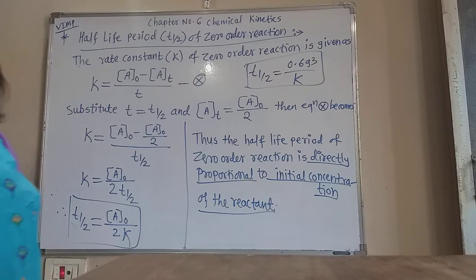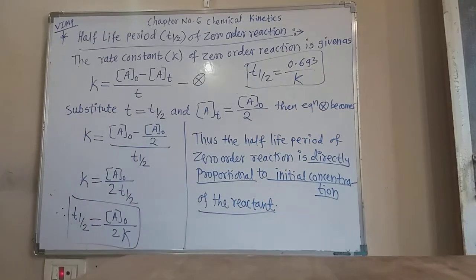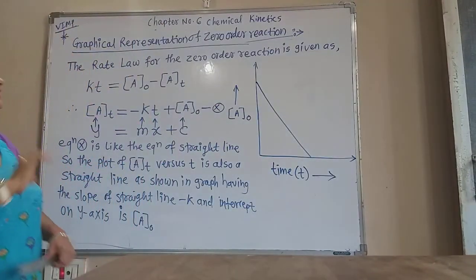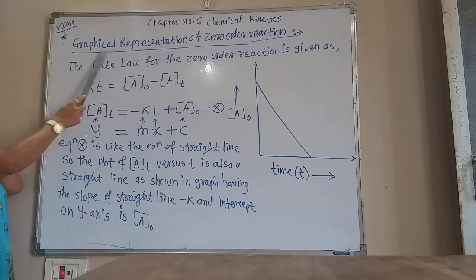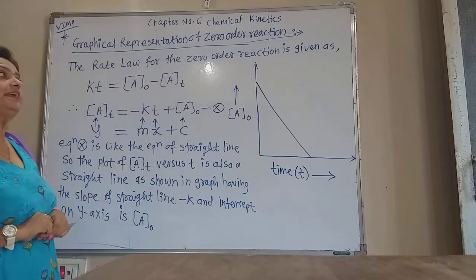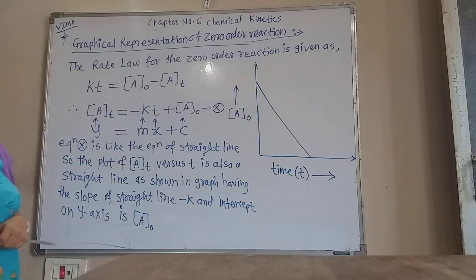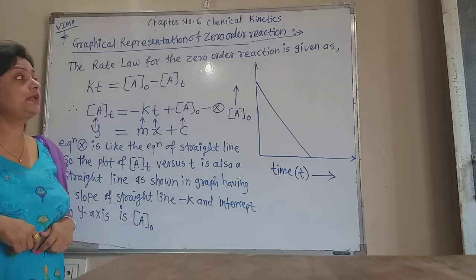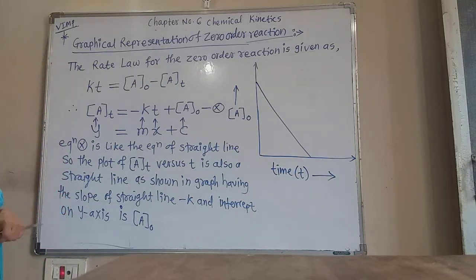Now see the blackboard. Now let us see the graphical representation of zero order reaction. As we have already seen the graphical representation of first order reaction, now see here the graphical representation of zero order reaction.